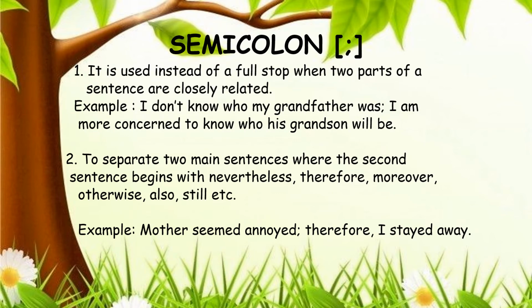Our next punctuation is semicolon, which is a dot and a comma. First point, it is used instead of a full stop when two parts of a sentence are closely related. So first is you use it instead of a full stop. Now where do you use it? When two parts of a sentence, that is two different sentences, are very closely related. When they have very close relation, then you use semicolon.